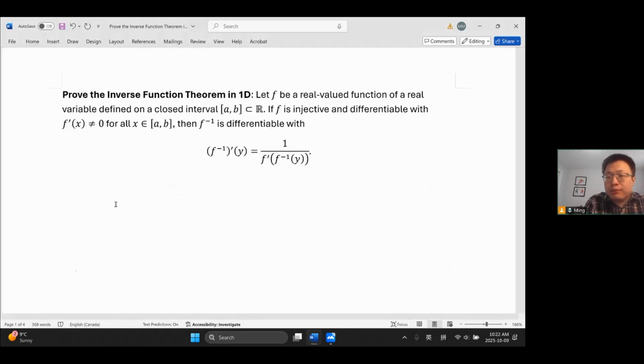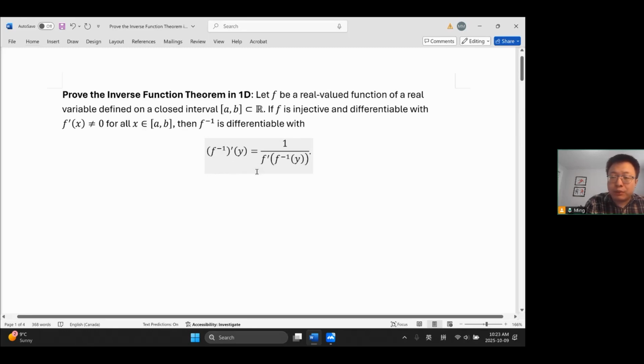Let f be a real valued function of a real variable defined on a closed interval [a, b]. If f is injective and differentiable with f prime of x not equal to 0 for all x in [a, b], then f inverse is differentiable with f inverse prime of y equals 1 over f prime evaluated at f inverse of y. This is a very useful result.